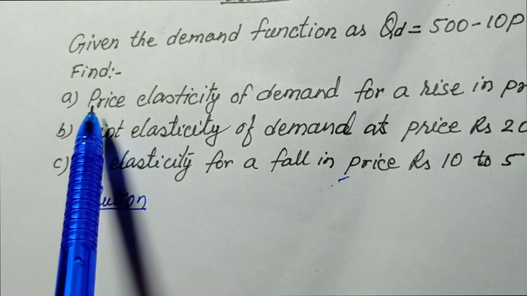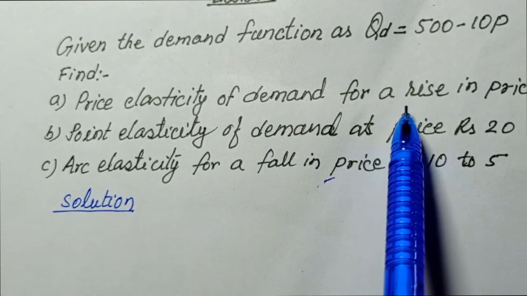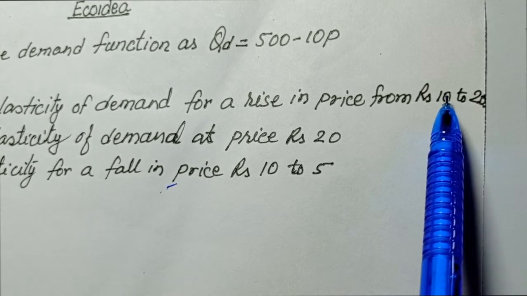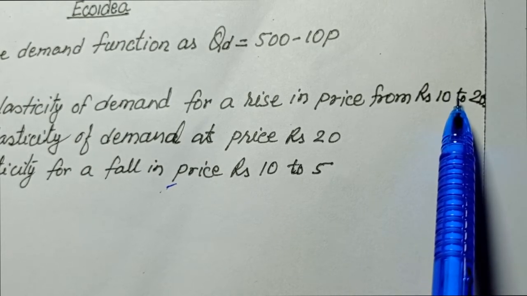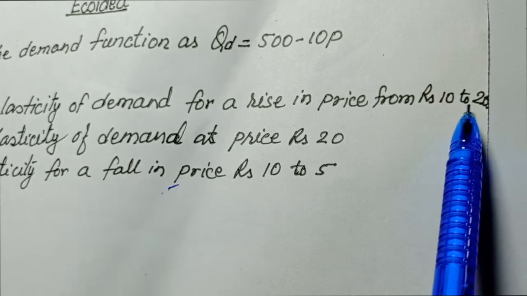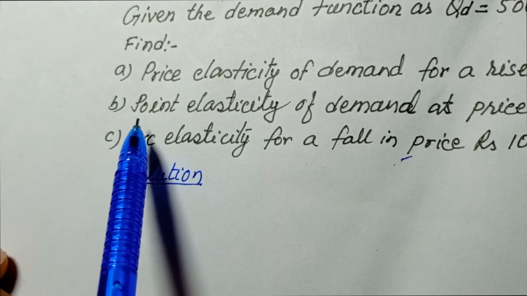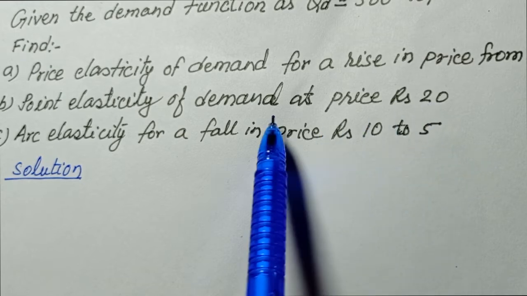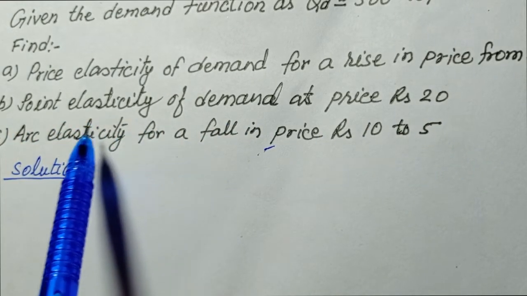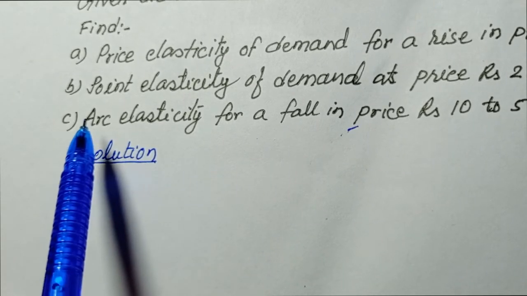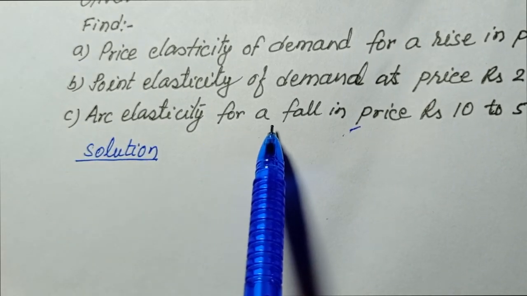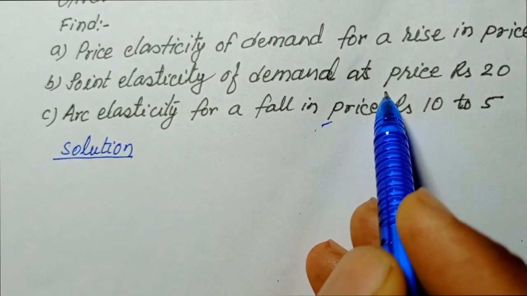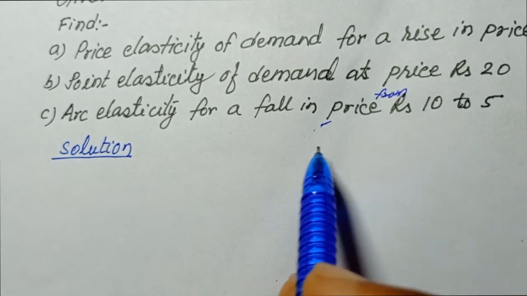Number A, price elasticity of demand for a rise in price from rupees 10 to 20, or you should find out price elasticity of demand when price rises from 10 to 20. And next, number B, point elasticity of demand at price rupees 20, and here you should find out point elasticity of demand. And the last one, number C, arc elasticity for a fall in price from rupees 10 to 5.